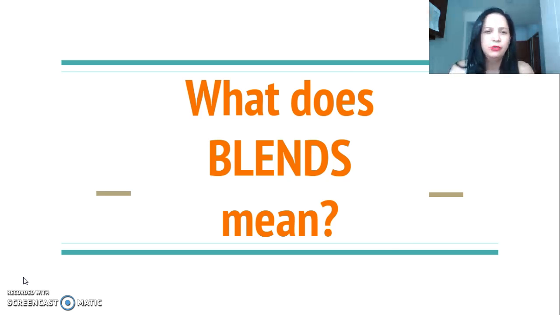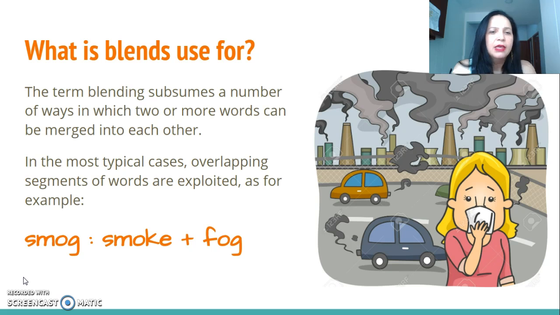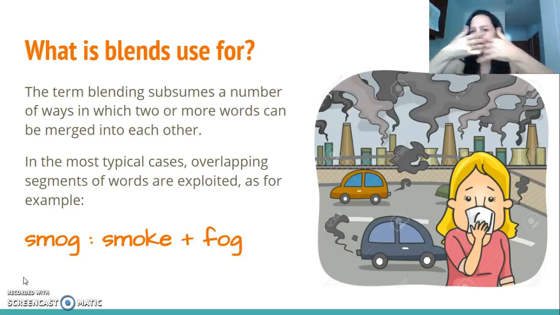So I will show you two types of that. The first one: what are blends used for? I have to ask this first. The term blending subsumes a number of ways in which two or more words can be merged into each other. When I speak about the two types, I can say this word formation can combine two words or just mix them.